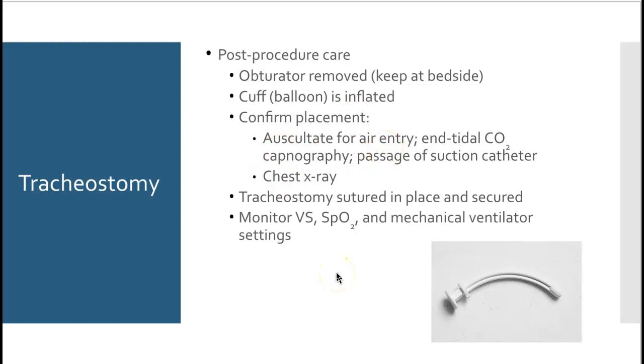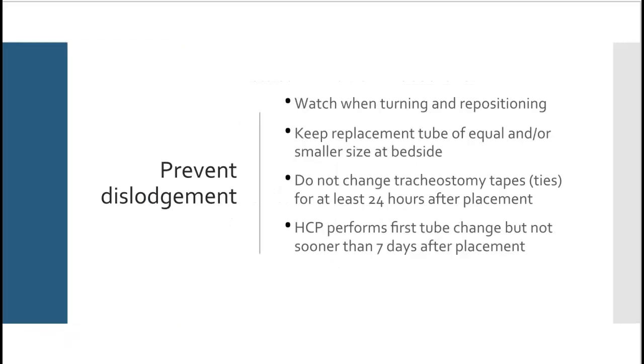The tracheostomy should be sutured in place and secured. And when we have that, we should be monitoring vital signs, SpO2, and if they have a mechanical ventilator, those settings. It's really important that when somebody has a tracheostomy we work to prevent it from being dislodged. So we should be very careful when we're turning or repositioning the patient. Keep a replacement tube of equal and smaller size at the bedside. So you always keep a whole other set right there at the bedside.